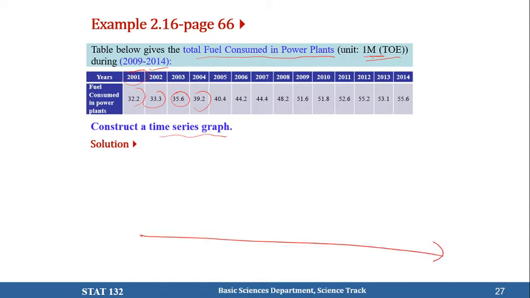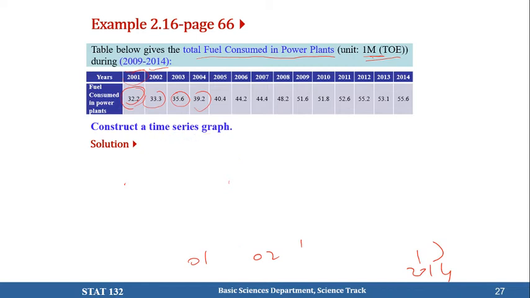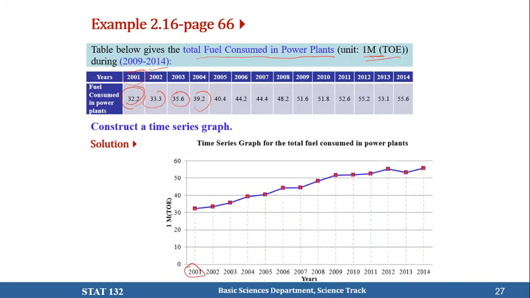We'll write the times here, so 2001, 2002, and it will go up to 2014. And then our heights will be these 32 point 2, and we will have 33 point something and 35. So then we connect the dots, and we'll get the points. As you see, 2001, 32.2.